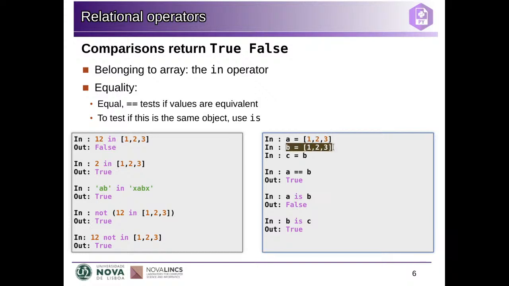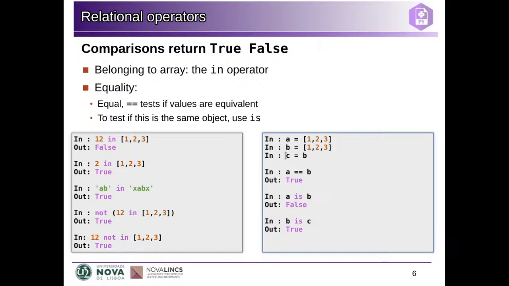So if we create an object A with the list 1, 2, 3 and an object B with the list 1, 2, 3, if we ask if A is equal to B, this returns true because Python will compare 1 with 1, 2 with 2, 3 with 3. They are both lists, so they are equal. However, if you ask if A is B, this is false because this is one list, one object in memory, and this is another list that happens to have the same elements, but it's a different object. So A and B are pointing to different locations in memory, each referring to their own object.